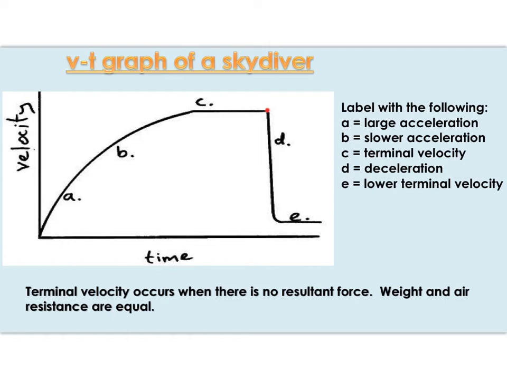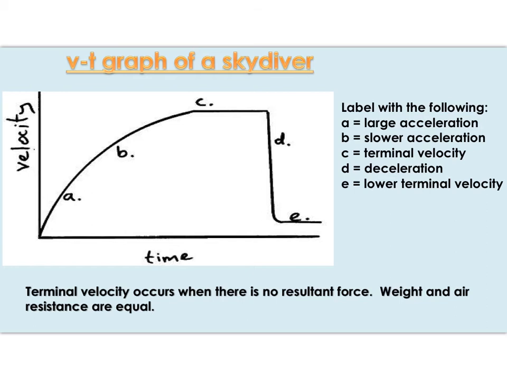What happens here is the skydiver will now open his parachute and he'll begin to slow down, which you can see in this line here along D. Remember, the reason he's slowing down is that the air resistance is now greater. That causes a larger force due to air resistance, so it slows him down, which means that he collides with fewer particles in a given time, which reduces his air resistance until the point when air resistance equals his weight again at point E, and he's now moving at the lower terminal velocity. Terminal velocity, remember, occurs when there is no resultant force, and weight and air resistance are equal to one another.